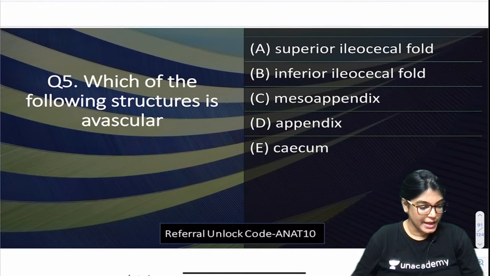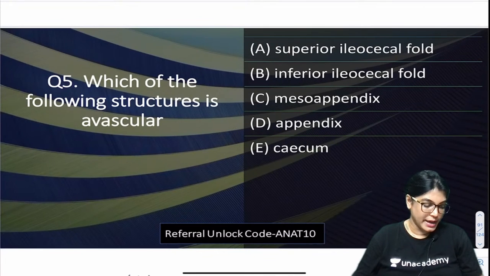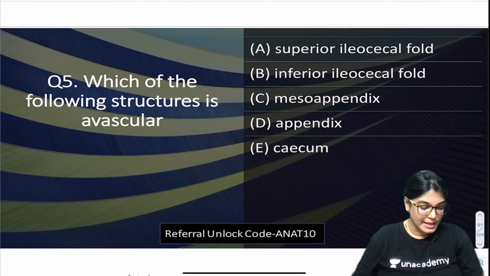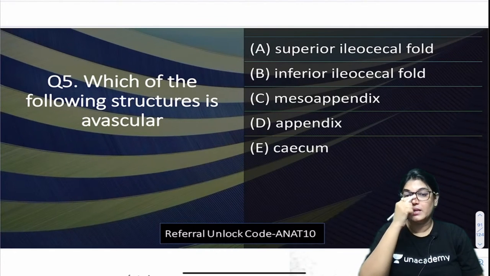Waiting for answers, students. Which is the correct one? Question 5, answer A. Okay, I got Kumaran saying it is A, superior ileocecal fold. What about others? Yes, I got A as the answer. What about others? I will come up with the explanation now. The correct answer here is, okay, can I explain now?